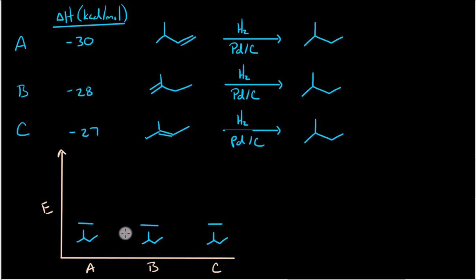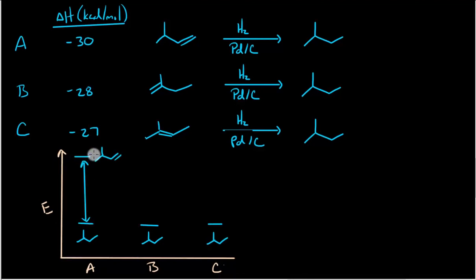The only thing that's really changing is how much energy is lost. For reaction A, it gives off 30, B gives off 28, and C gives off 27. So if the final products all have the same energy, what must really be changing is the energy of the starting material. If reaction A is giving off the most energy, 30, versus C, which is not giving off nearly as much, that must mean that A has to be a bit higher on the y-axis to start off. So A might be somewhere around here.